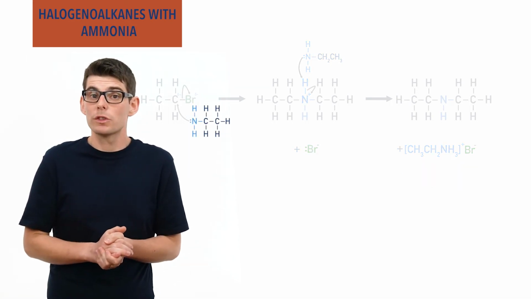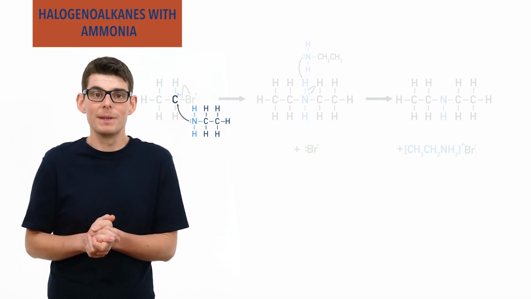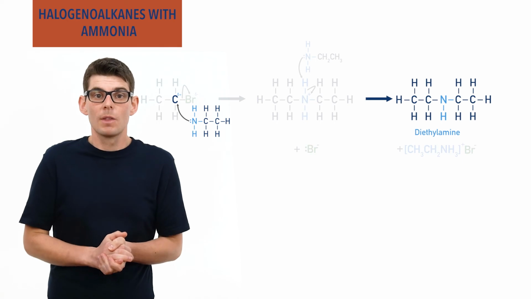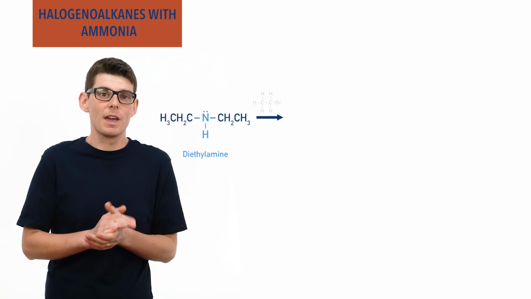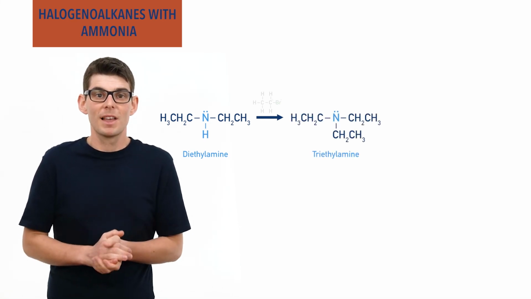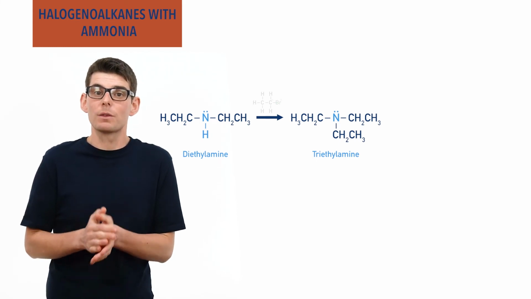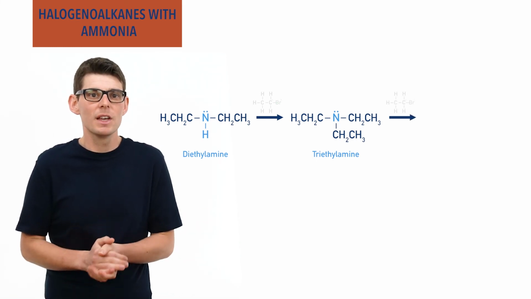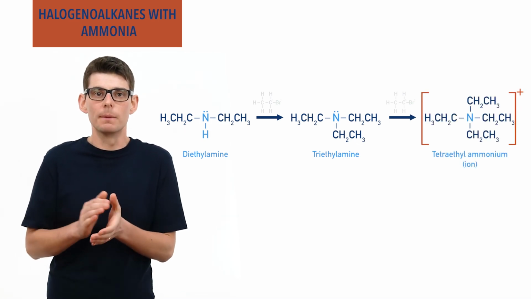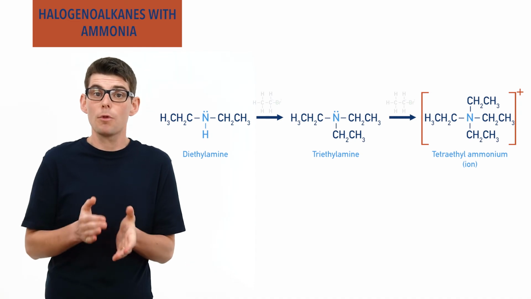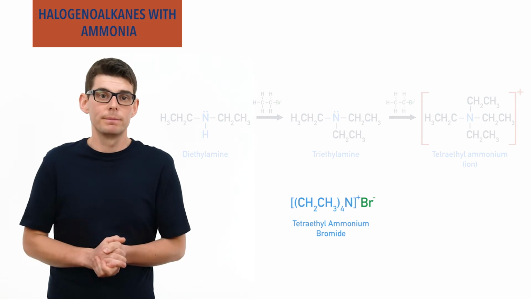Ethylamine molecules can also act as nucleophiles and react with more bromoethane to form a secondary amine, diethylamine. The diethylamine could then react with more bromoethane to form a tertiary amine, triethylamine. Finally, it is possible for triethylamine to act as a nucleophile and react with bromoethane, if there is still any left, to form a quaternary ammonium ion, tetraethylammonium. This charged ion would pair up with bromide ions already released and form the salt tetraethylammonium bromide.